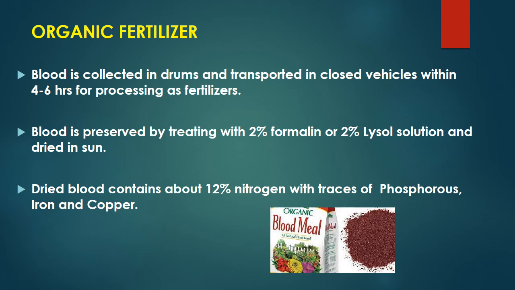Blood is collected in drums and transported in closed vehicles within 4 to 6 hours for processing as fertilizer. Here blood is preserved by treating with 2% formalin or 2% Lysol solution and dried in sun. The dried blood contains about 12% nitrogen with traces of phosphorus, iron and copper. So this dried blood can be a very good source of nitrogen for soil fertility. If we cannot do anything else, blood simply can be collected, processed and used as fertilizer instead of allowing it to go down the drain and causing environmental hazards or pollution.